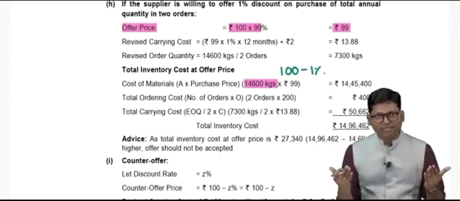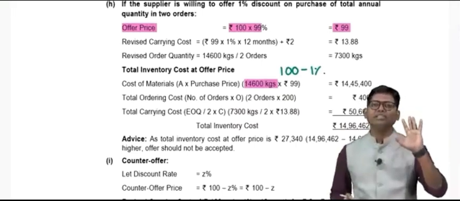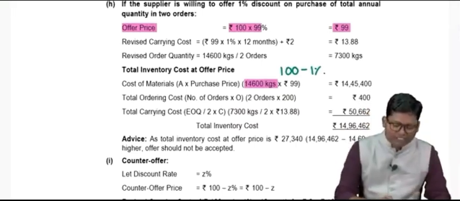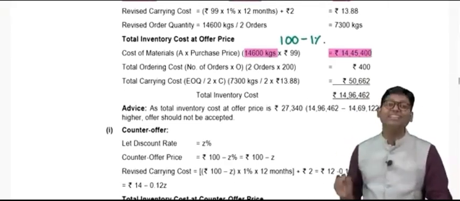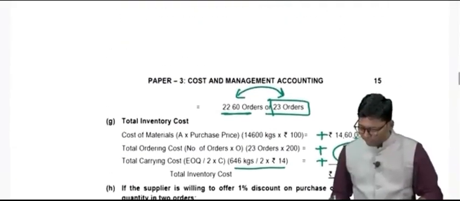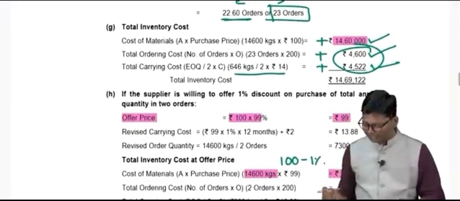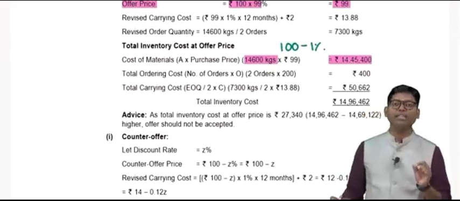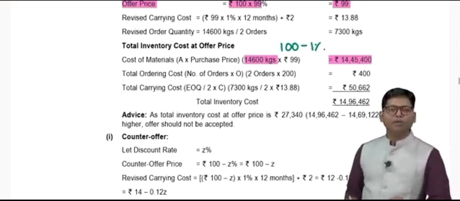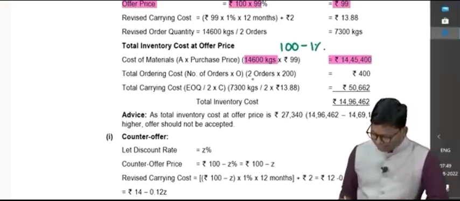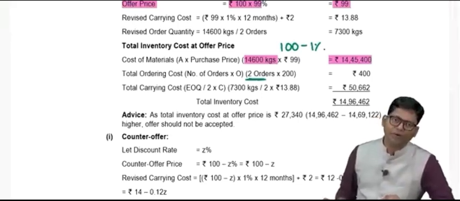Whatever the lot size, whether you purchase all 14,600 kgs together, or 7,300 twice a year, or any other quantity, annually you are going to purchase 14,600 only, but now you will be purchasing this quantity at 99 rupees, and that is why there is a reduction in the total purchasing cost, which was previously 14,60,000, and now because of that 1% discount, this cost is reduced to 14,45,400 only. Correct? Now, whenever you are computing ordering cost, the question specifically says you are placing 2 orders and each order costs you 200. That's why 400 rupees is the total ordering cost.